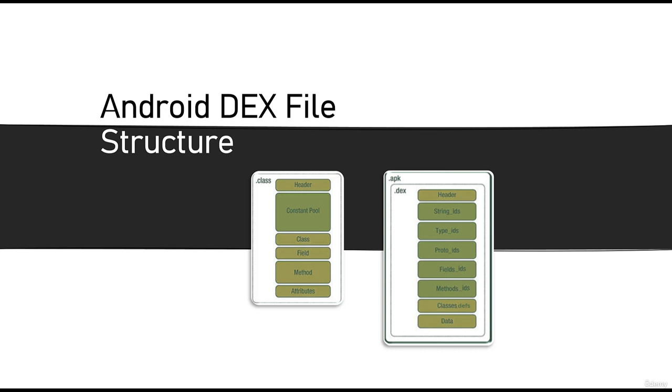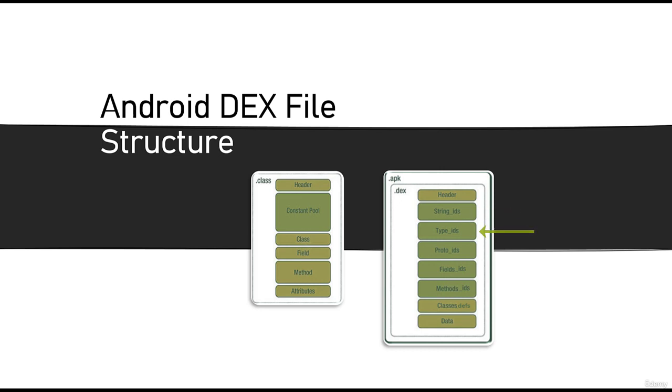Let's move to the DEX file. As we said previously, the header section contains the basic information about the file, its size, and indicators to various elements of the file. String IDs, type IDs, proto IDs, and all the rest of the IDs mean a list of identifiers. So for example, string IDs hold the list of identifiers of all the strings used by the file.